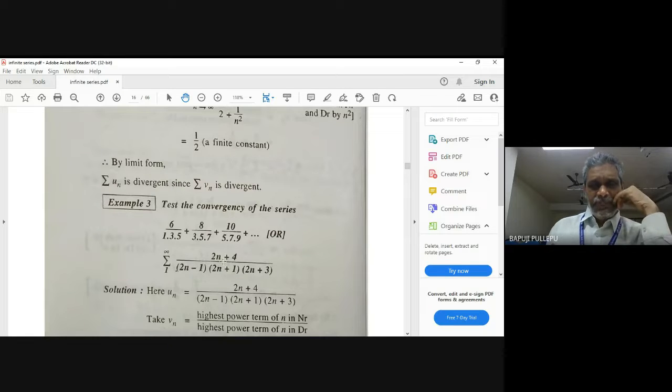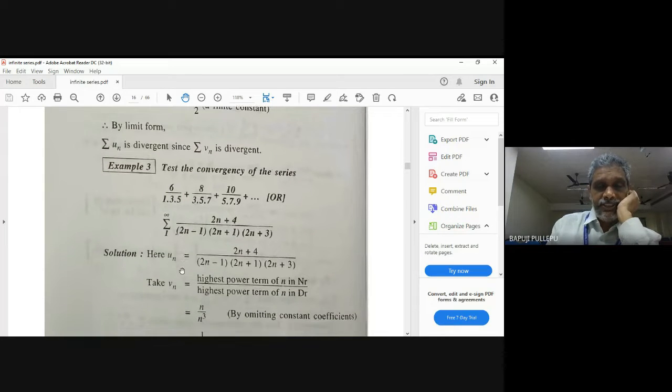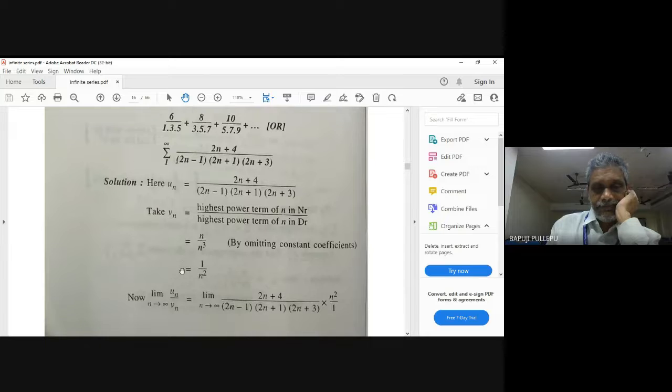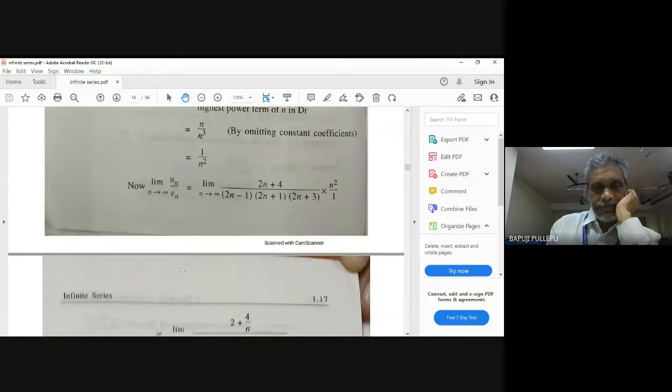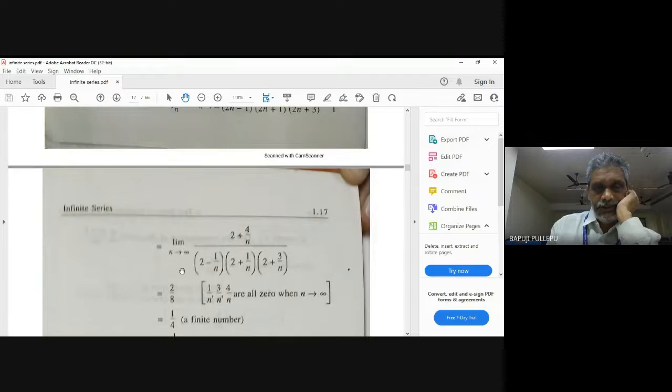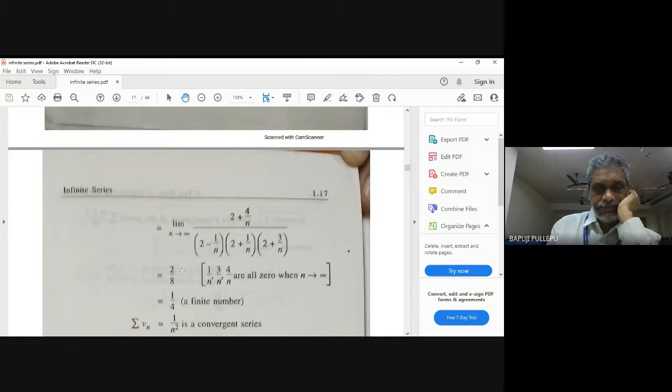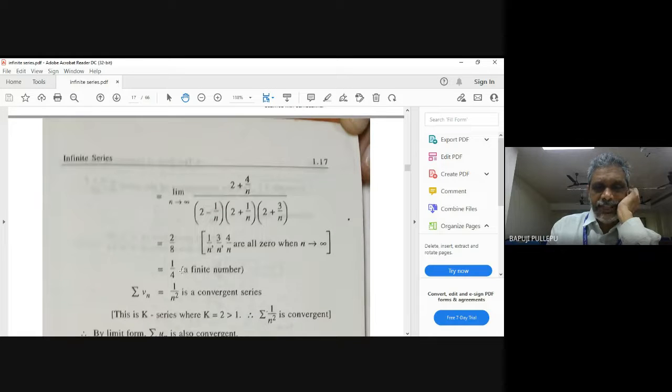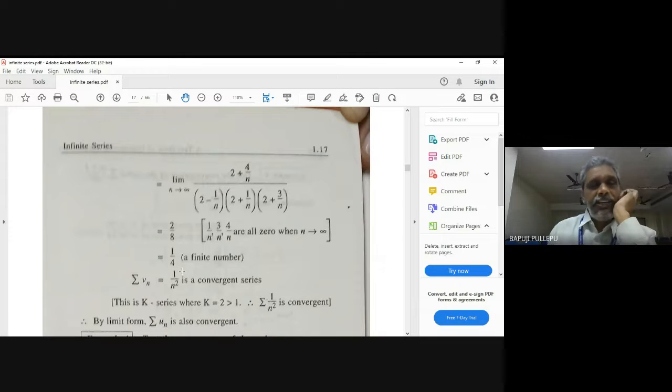Now can you prepare Vn? Here the denominator is n cube. n by n cube is 1 by n square. Now is 1 by n square divergent or convergent? The limit you will get as a finite form, no doubt, 2 by 8. So Vn is 1 by n square, and convergence depends on Vn only. The limit k is 2, and 1 by n square is convergent. Correct or not? So when it's convergent, k is equal to 2, that is okay.